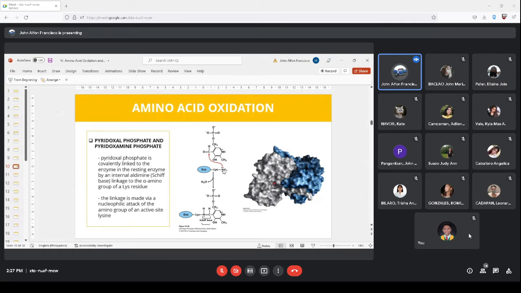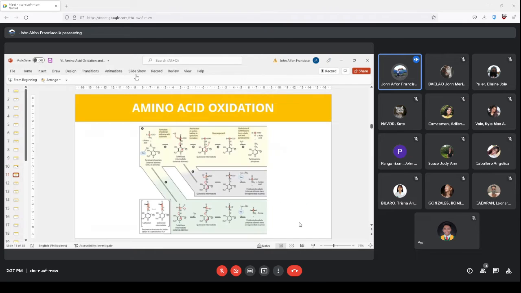Yung extra lone pair niya will be the nucleophile, and it will attack the electrophilic carbon of this pyridoxal phosphate and abstract the carbon-oxygen bond. And now you have your Schiff base with removal of your water. Okay, so this is just an example of the enzyme involved in the formation of Schiff bases. Okay, this is the overview of what happens to the pyridoxal phosphate and your amino acid.